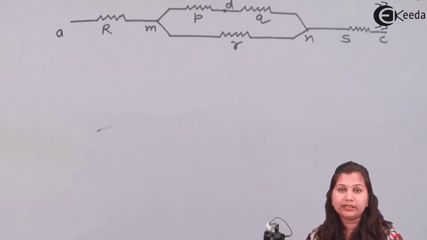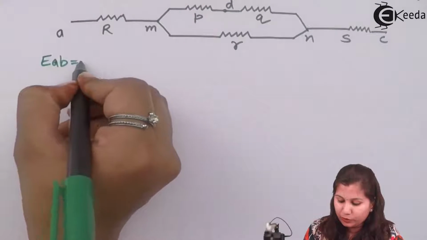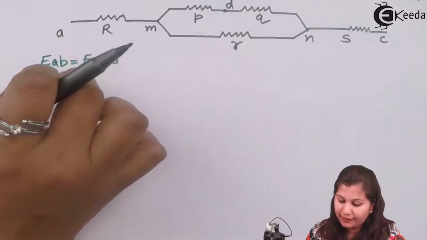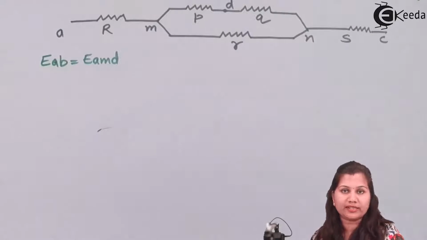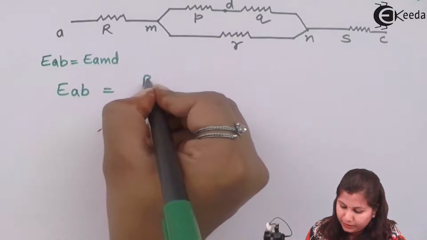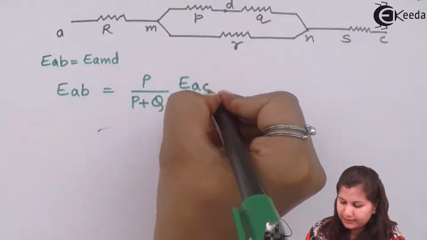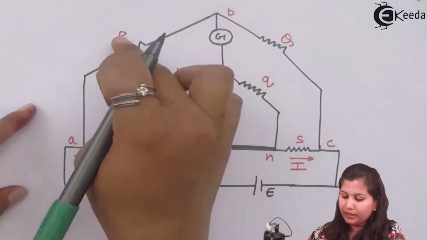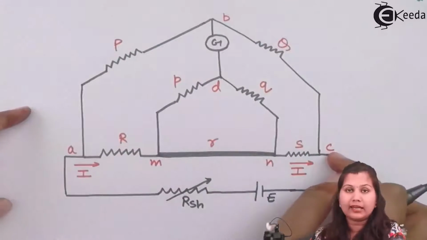Now if we calculate the voltage drop, because practically what we have to find is EAB equals EAMD. We know this. Now we have to calculate the value of this EAB, and we want to find the expression for the resistance. Now EAB is equal to P upon P plus Q into EAC. EAB will be equal to P upon P plus Q and the total voltage drop, that is EAC.